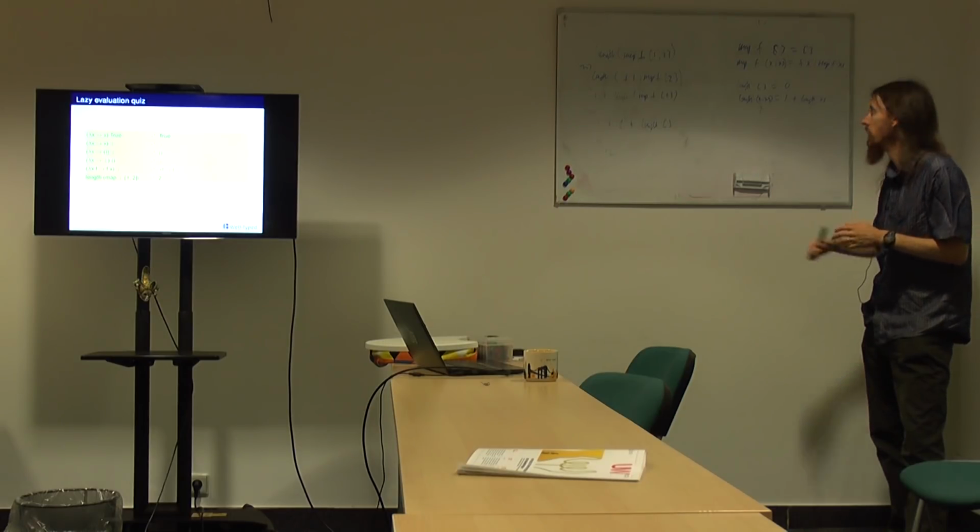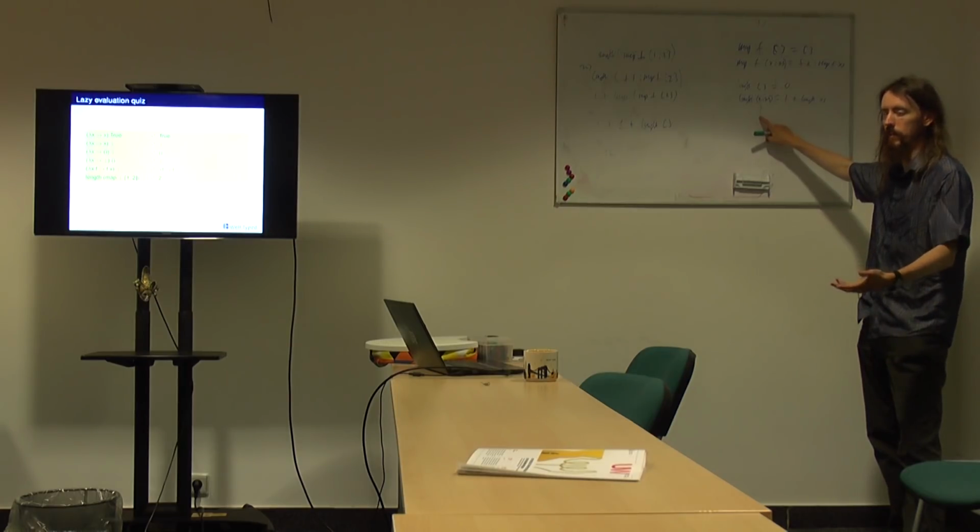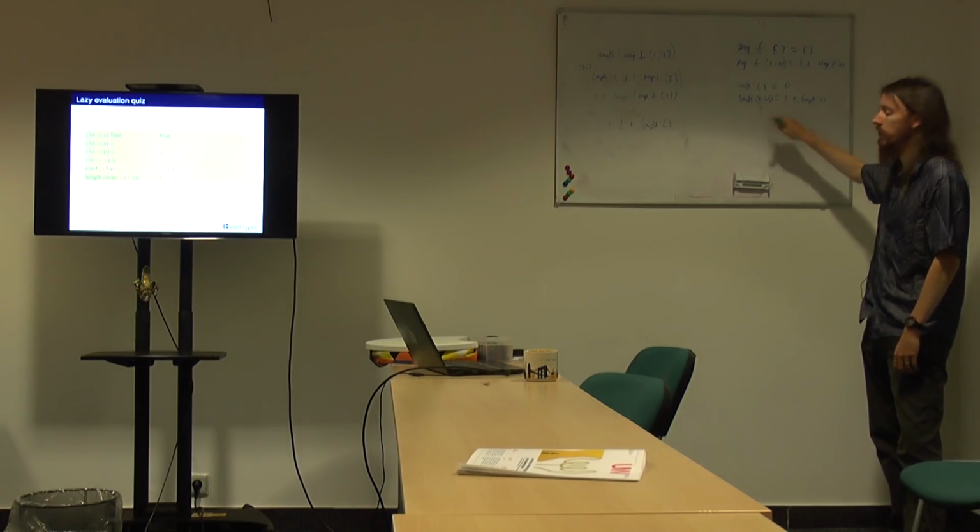Exactly. So we never cared what x was. It could have been bottom. It could have been a thunk. It could have been whatever. It's called the spine of x.